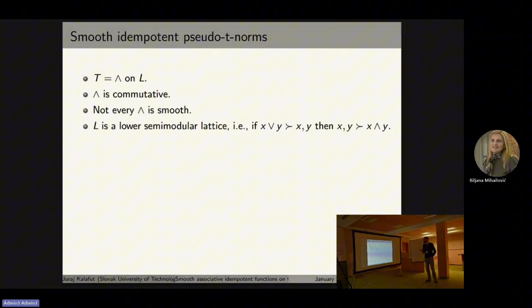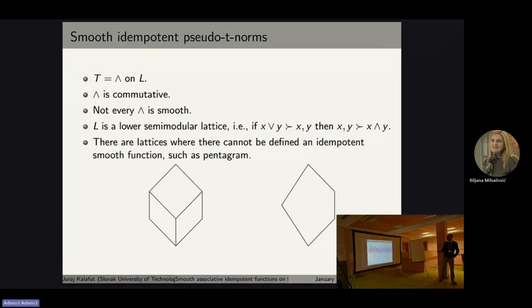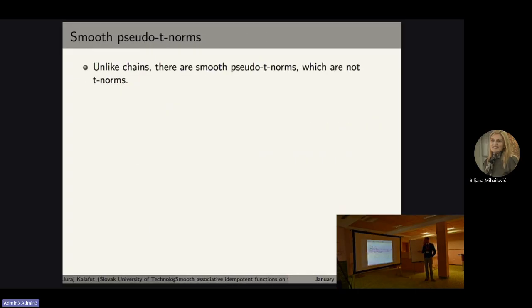I will skip this slide just briefly. We can also think of idempotency, and then we immediately obtain infimum. But to have this smoothness property, L has to be a lower semi-modular lattice. And also there is a problem to define on some specific lattices smooth idempotent functions because of the length and so on. So there are some peculiarities which aren't done yet, but that's the main idea of this slide.